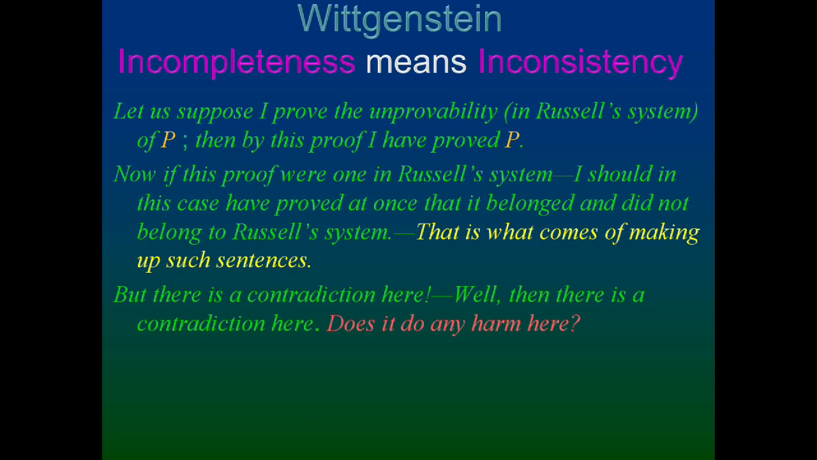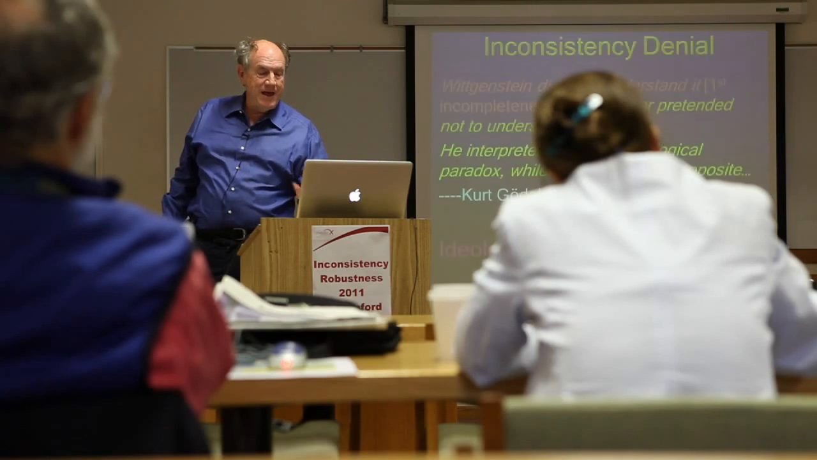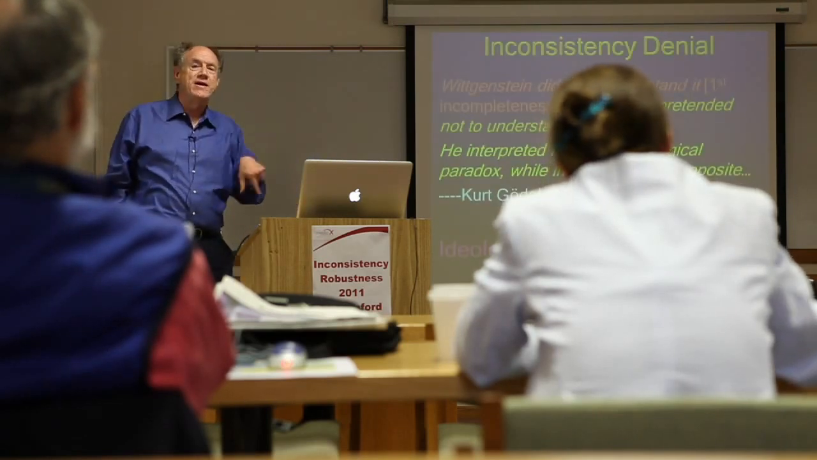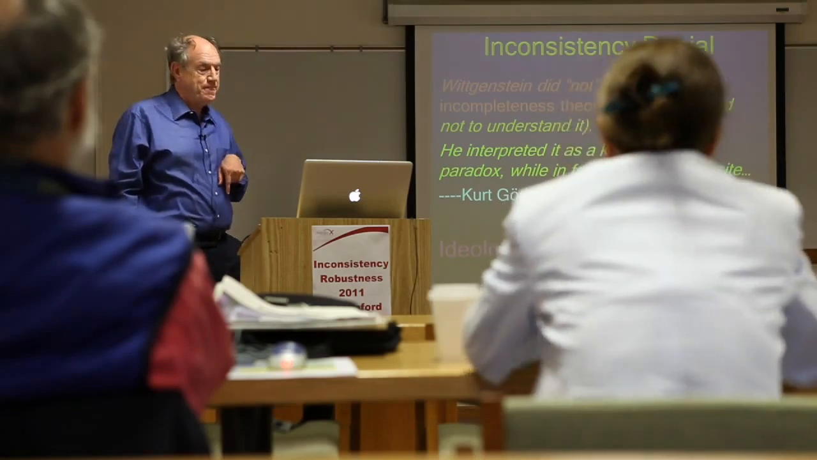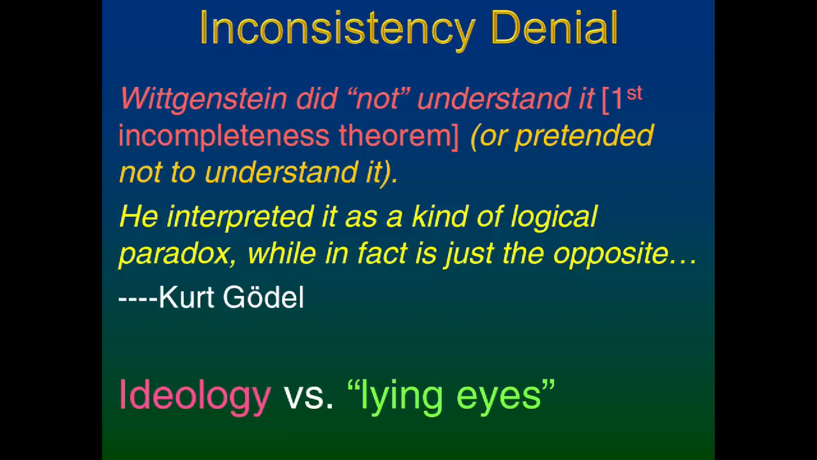But it's just words, right? On the other hand, when Gödel proved his incompleteness theorem, he didn't do it formally. He also used just words. He says, well, we're not going to prove this in Russell's system, Principia Mathematica. We have to rise to the meta level to do our proof, right? But nevertheless, after he rose to the meta level, then he took another strategy. He went down to primitive recursive arithmetic and tried to prove it there. And then he said, Wittgenstein did not understand the first incompleteness theorem, or he pretended not to understand it, right? He interpreted it as a kind of logical paradox when in fact it is just the opposite.